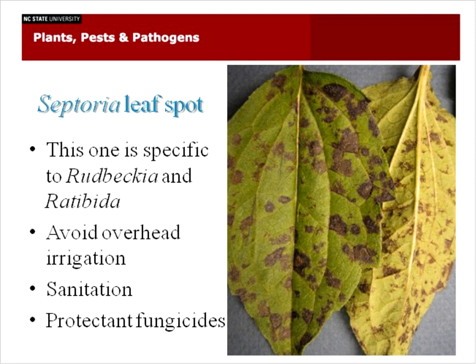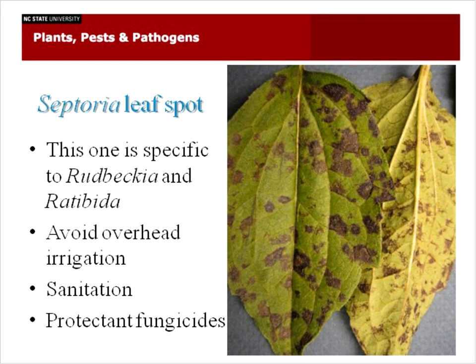This turns out to be Septoria leaf spot. And we talked about Septoria before on Plants, Pests, and Pathogens, but for tomatoes. And this particular Septoria is a different species. It is specific to Rudbeckia and Ratibida, a prairie coneflower, so it will not spread to your tomatoes. But again, being a fungal disease, it likes water, so avoid overhead irrigation on your plants. Practice sanitation. Keep those dead leaves cleaned up, especially at the end of the year.